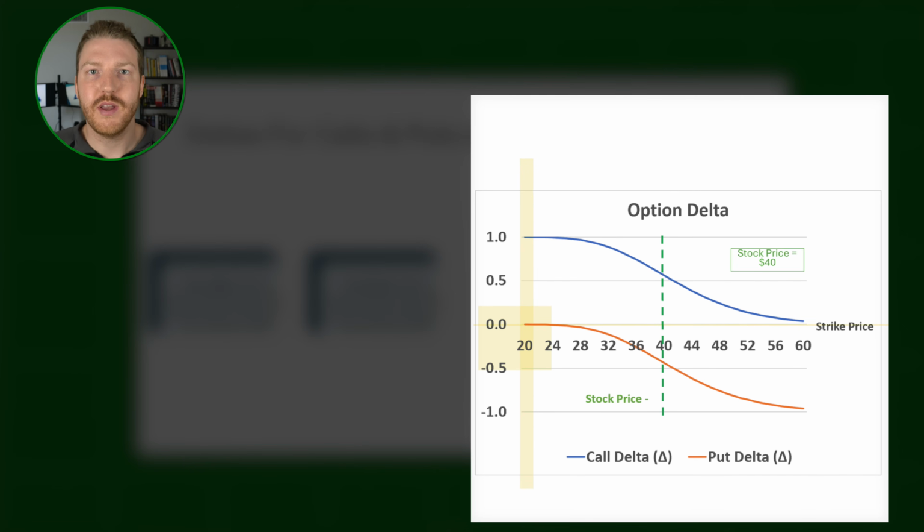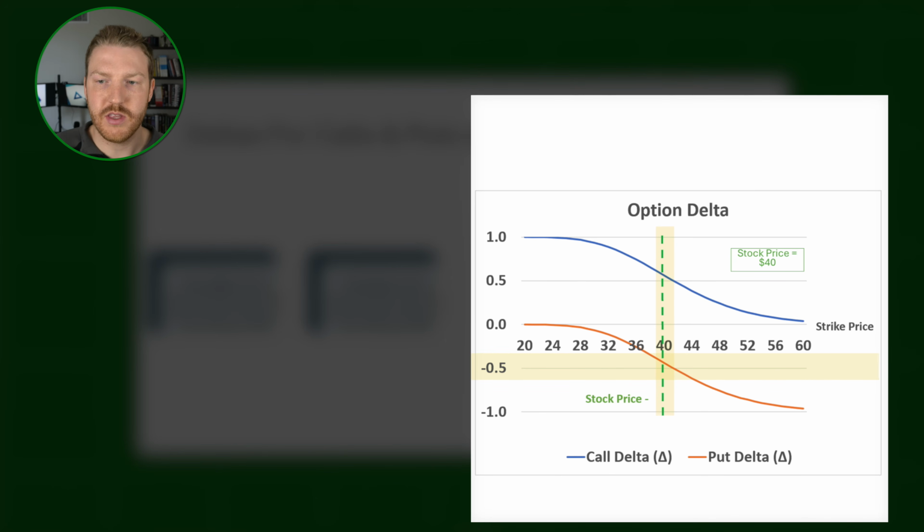At that point, there's also a near 0% probability of the put option expiring in the money. But as we increase the strike price, once the stock price of $40 matches the strike price of $40, as indicated where that dashed green line crosses over the orange line, we should see a near negative 50% delta, which indicates a near 50% probability that the option expires in the money.